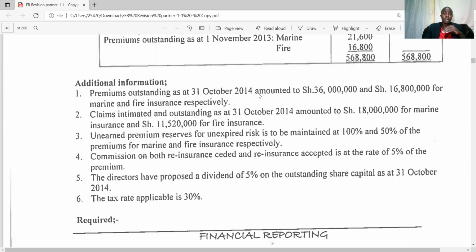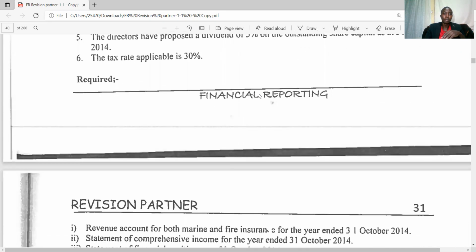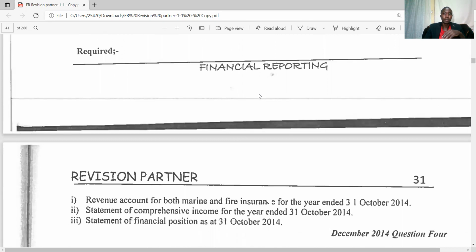They have said the directors have proposed a dividend of 5% on the outstanding share capital as at 1st October 2014. The tax rate applicable is 30%. So what the examiner requires you to do is the revenue account for both marine and fire, the statement of comprehensive income, and the statement of financial position.